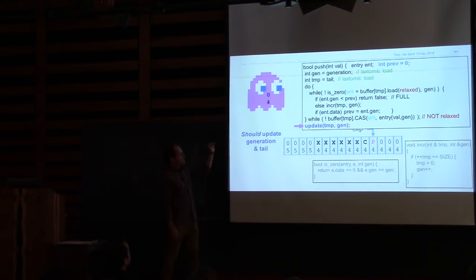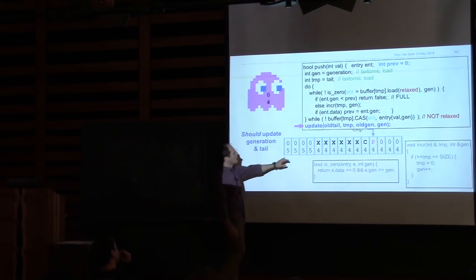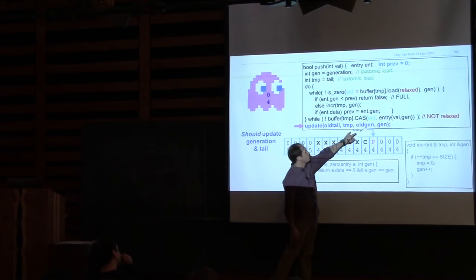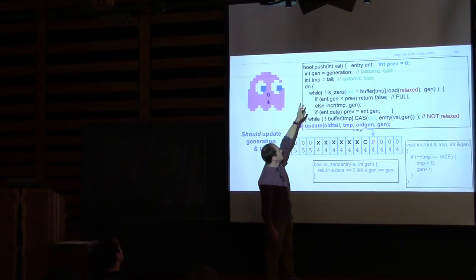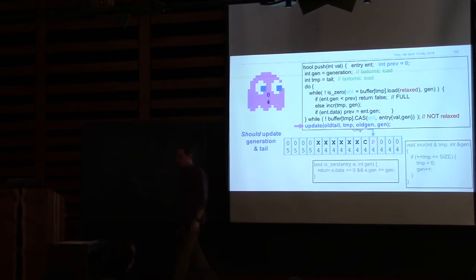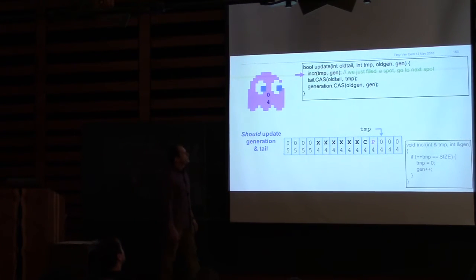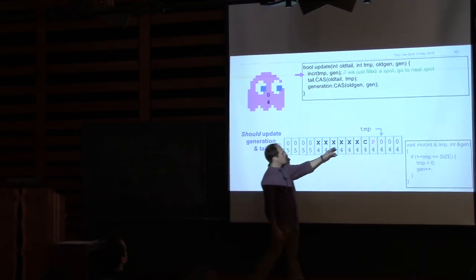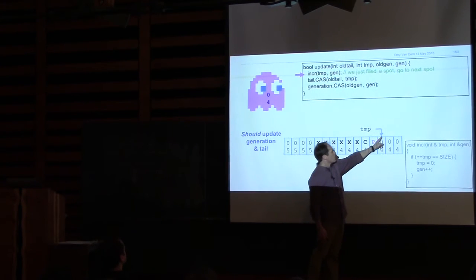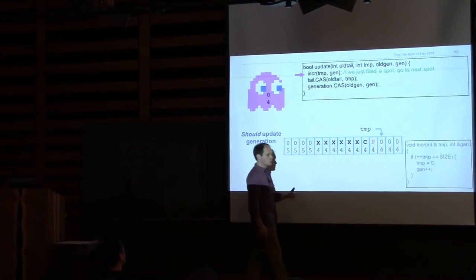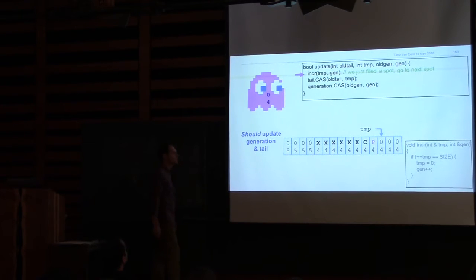So I mentioned we should sometime update temp and generation. And what we're actually going to have to do is, I'm going to need old tail and old gen, which should be loaded when I load gen and temp there. Kind of lost that line of code somewhere in my editing. Because what update's going to do first is increment temp, because we finished here, we're going to point here and say, well, if possible, we want to update tail to be pointing there, that's going to be the new tail, because maybe we're the last ones to add to the queue.